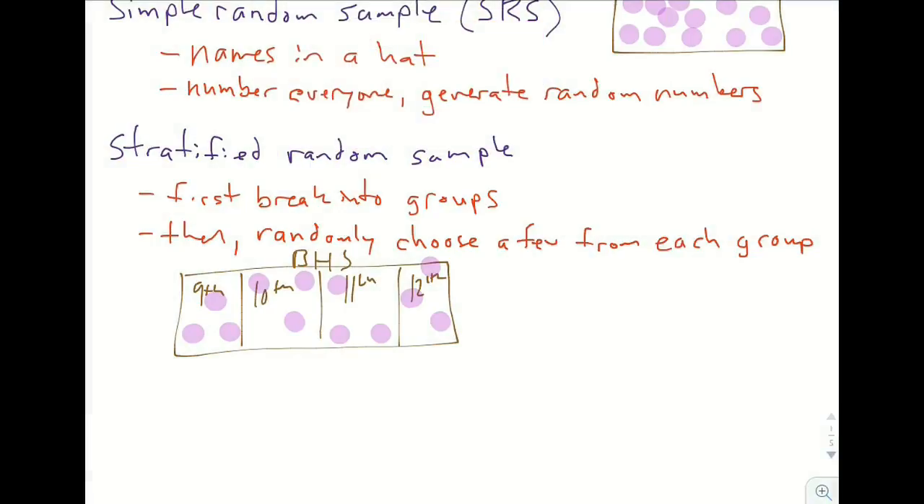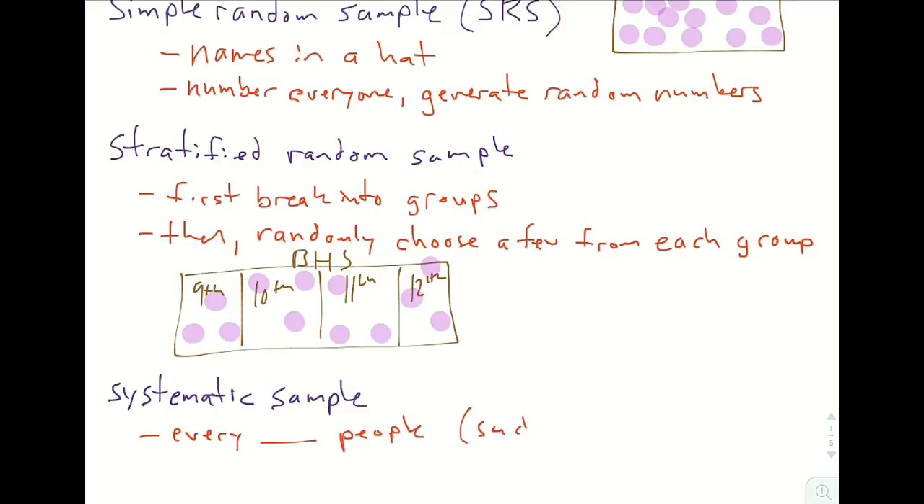Next we're going to do systematic sample. So systematic means following a rule. And the most common one is to take every so many people. So let's say every however many people, such as every 10th person.